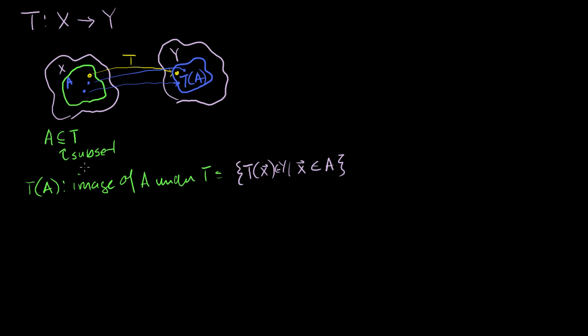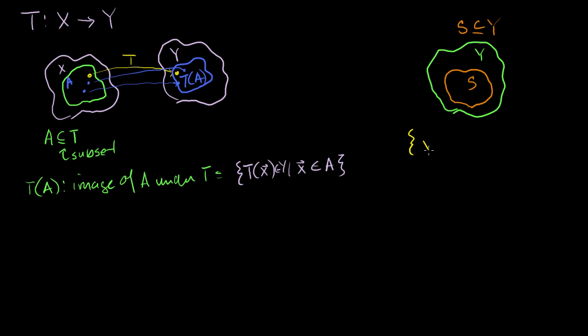the image of A under T. Now, what if we wanted to think about the opposite problem? What if we were to start with set Y, which is our codomain, and we were to have some subset of Y. Let's call our subset of Y S. So S is a subset of our codomain Y. And I'm curious about what subset of X maps into S. So I'm curious about the set of all vectors that are members of my domain, such that their mapping, or the transformation of those vectors, ends up in my subset S.